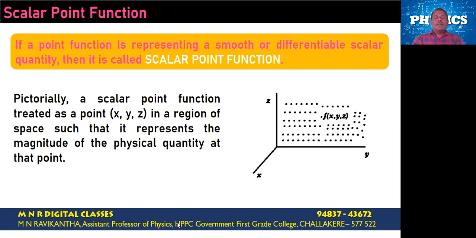Even though we say that a point function is a smooth or differentiable scalar quantity, in most cases it is smooth. In some cases, the function may change abruptly. Then it cannot be considered as a point function. So it is clear that any physical quantity can be considered as a point function if it varies continuously with respect to position. If a physical quantity varies abruptly with respect to position coordinates, then such a quantity cannot be treated as a point function.